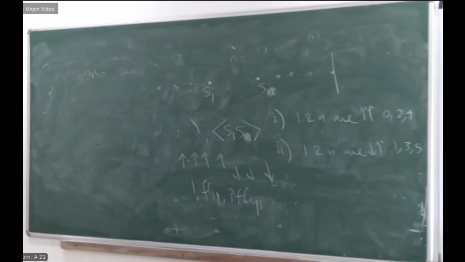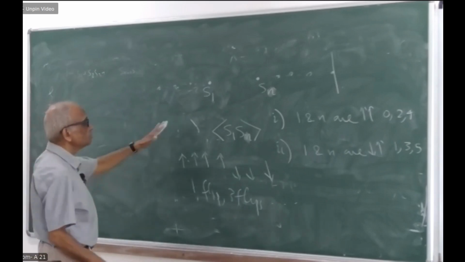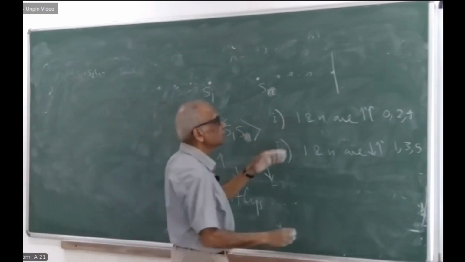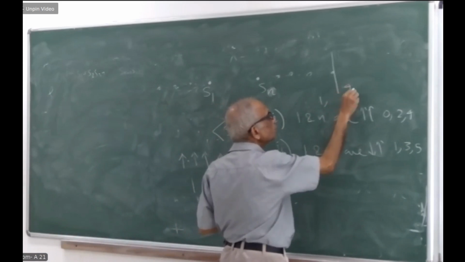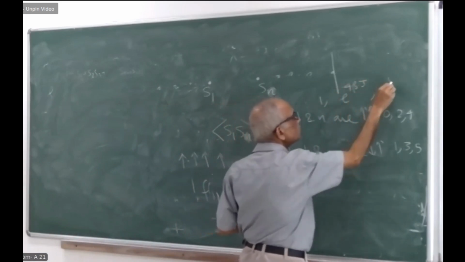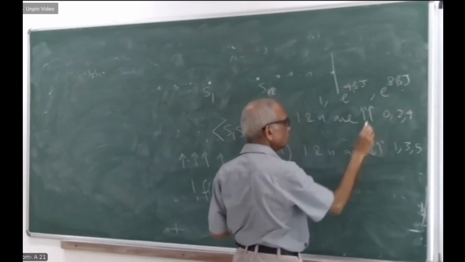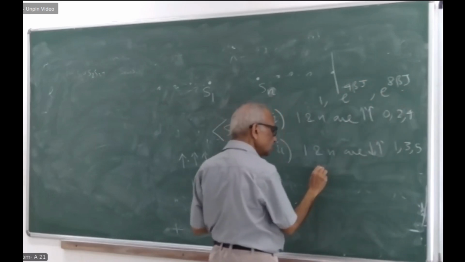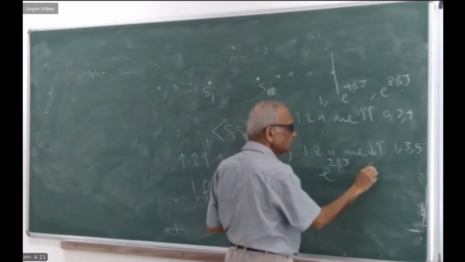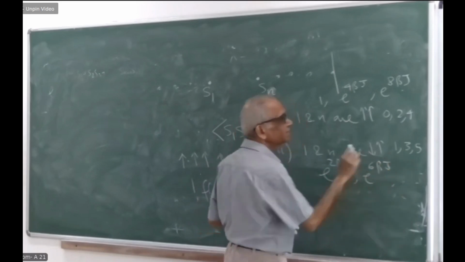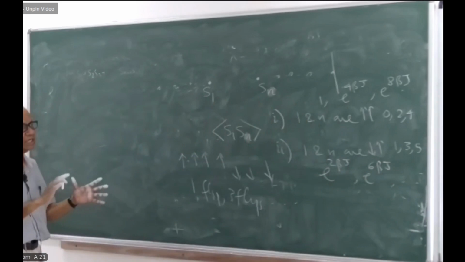And so with this particular configuration, the energies are 1, e to the power 4 beta J, e to the power 8 beta J, and so on. Here it is e to the power 2 beta J, e to the power 6 beta J, and so on. So these are the energies allowed.